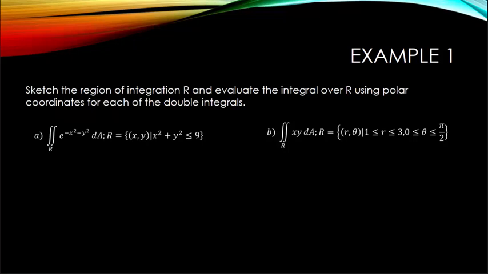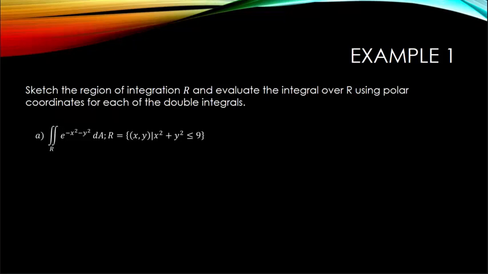In the second case, I have the double integral over R of xy dA, where my R is defined to be the region of all points r, theta, such that 1 is less than or equal to r, which is less than or equal to 3, and 0 is less than or equal to theta, which is less than or equal to pi halves. This region is a quarter of an annulus, which is a ring of width 2 units that is located in the first quadrant between 0 and pi halves.